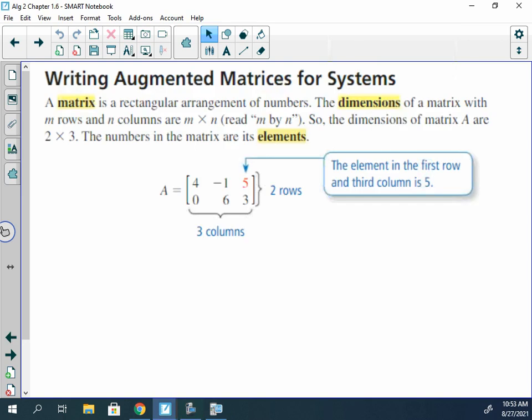So the first thing we're going to start off with is writing an augmented matrix. An augmented matrix is a rectangular arrangement of numbers. The dimensions of a matrix with m rows and n columns are read as m by n: m rows by n columns. So the dimensions of matrix A here is 2 by 3. 2 rows, 3 columns. And the numbers inside of it are considered elements.